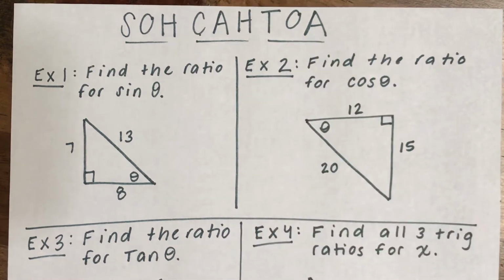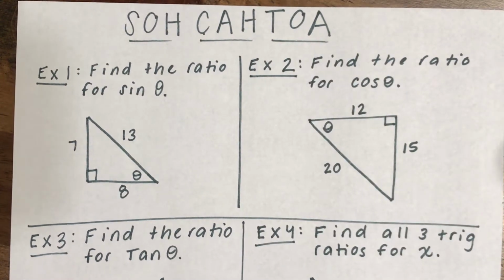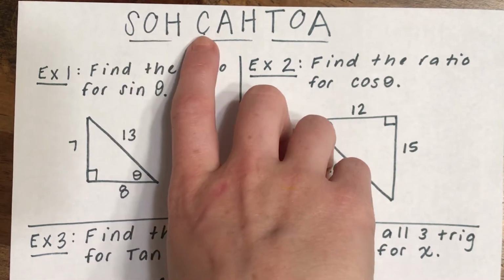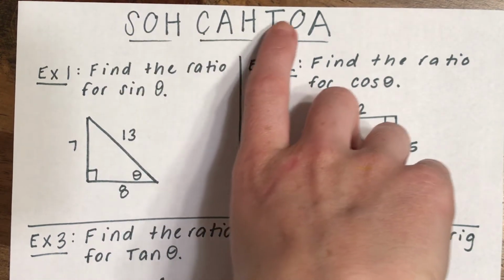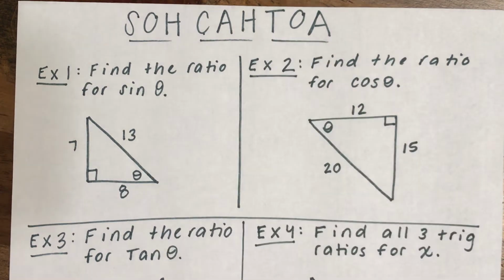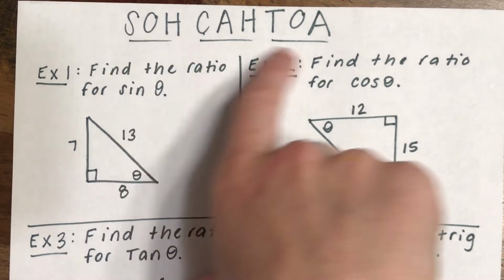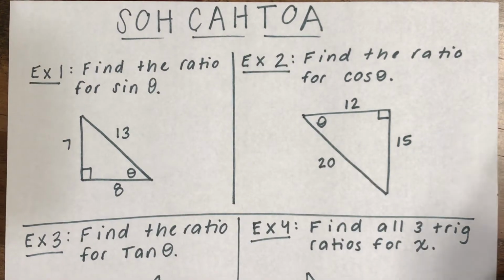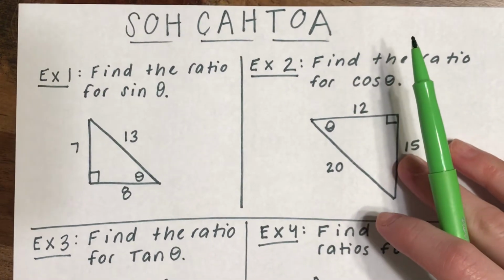Okay, when I was in high school, my math teacher taught me this really silly phrase: some old hippie caught another hippie tripping on acid. So that's a funny way to help you remember the acronym. Okay, so let's jump in and do an example for SOHCAHTOA.